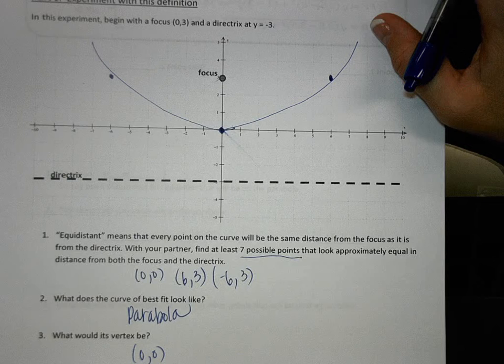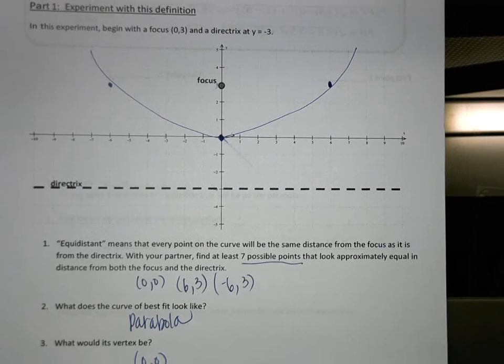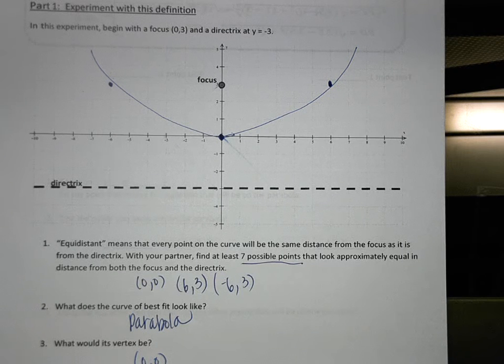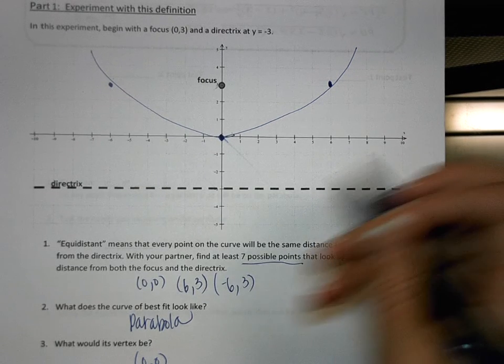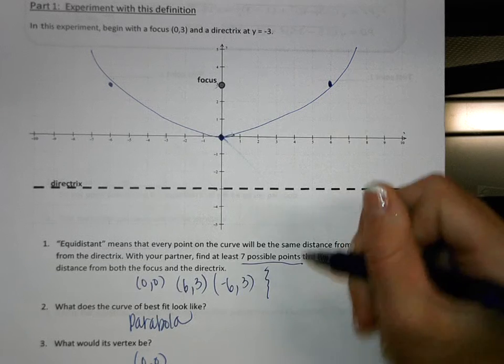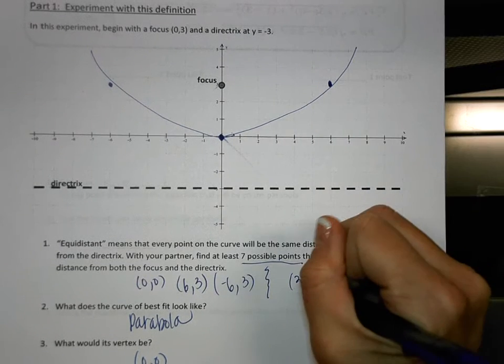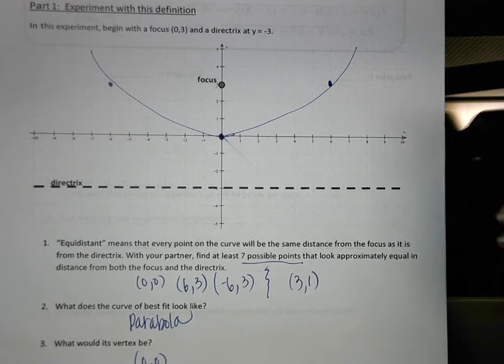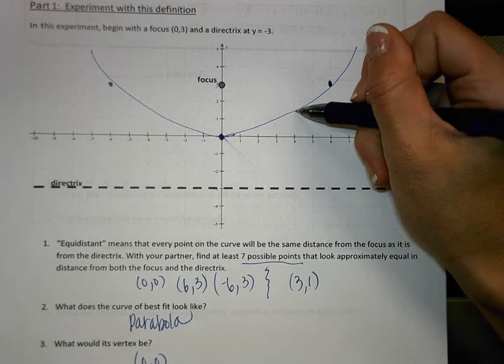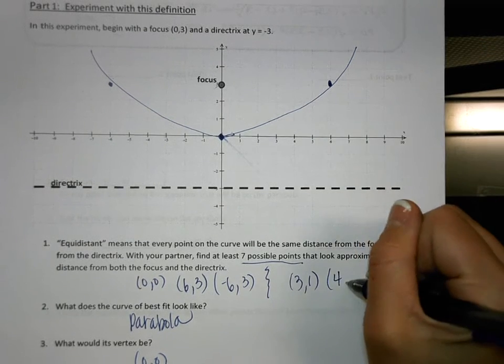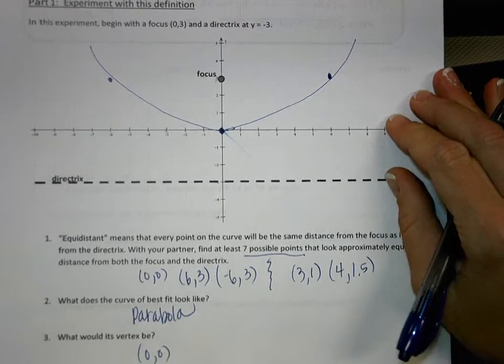Okay, so now that I've kind of drawn that curve in, do you guys see some other points that might also work? Maybe (5, 2), or (3, 1). Okay, so we know these ones are for sure, but let's make some guesses. So you said (3, 1) might work. What was another one? (4, 1), maybe. (4, 1), or maybe like (4, 1.5). And so these are good guesses, okay?